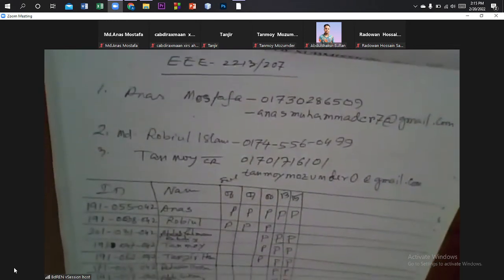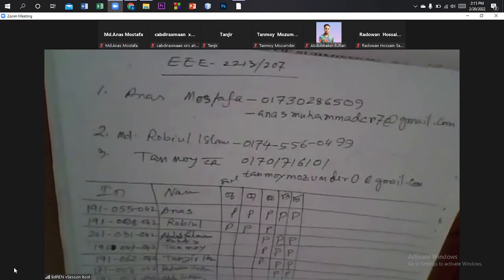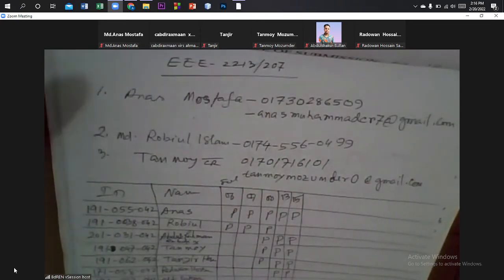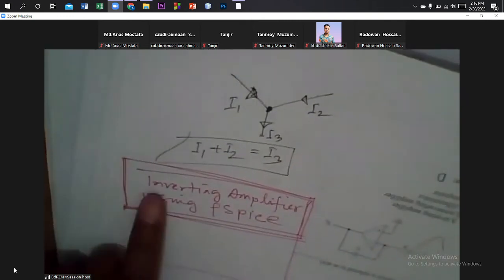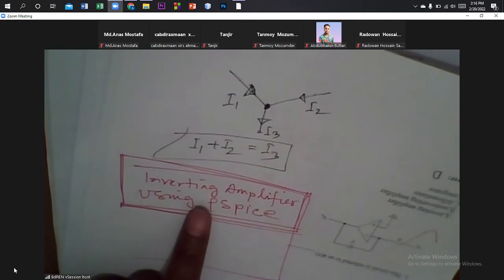Write down the practical date. Practical exam, Abdul Rahman. Practical exam on 07/03/22, Monday, and we shall see in the practical exam. You write it down: inverting amplifier using PSpice. Everybody will show me separately.